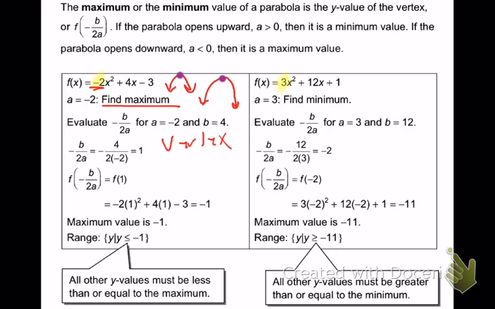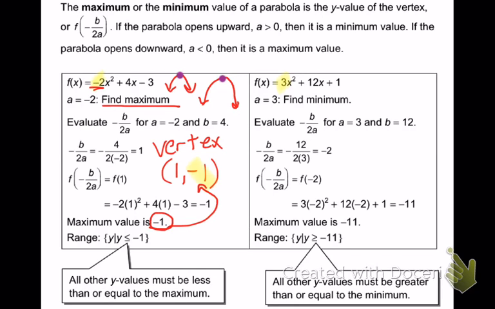Edited is slow there. So I'm going to find the vertex. When I find the vertex here, I end up with 1, negative 1. Well, the maximum value is going to be the y-coordinate. So my maximum value there is negative 1, which is my y-coordinate.